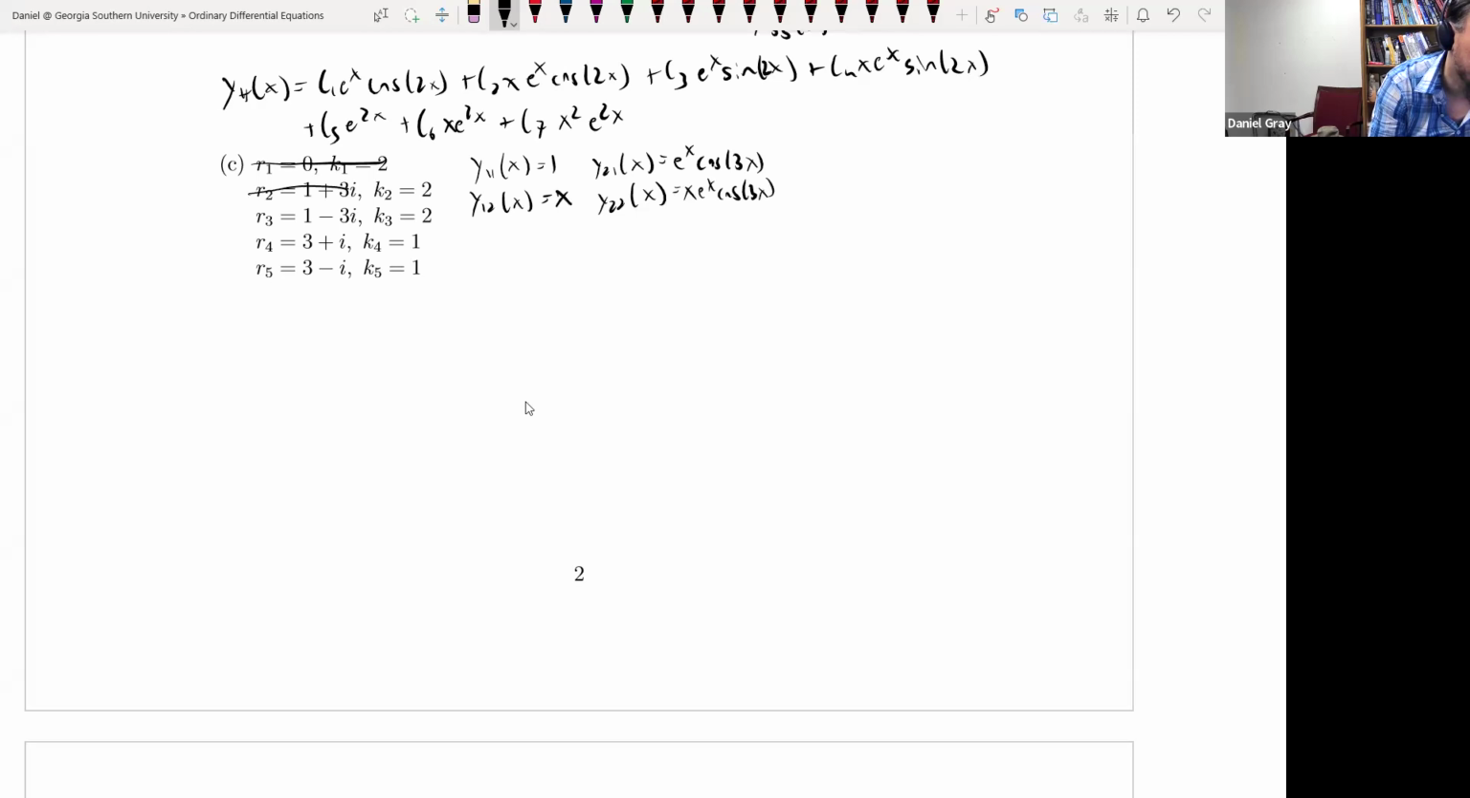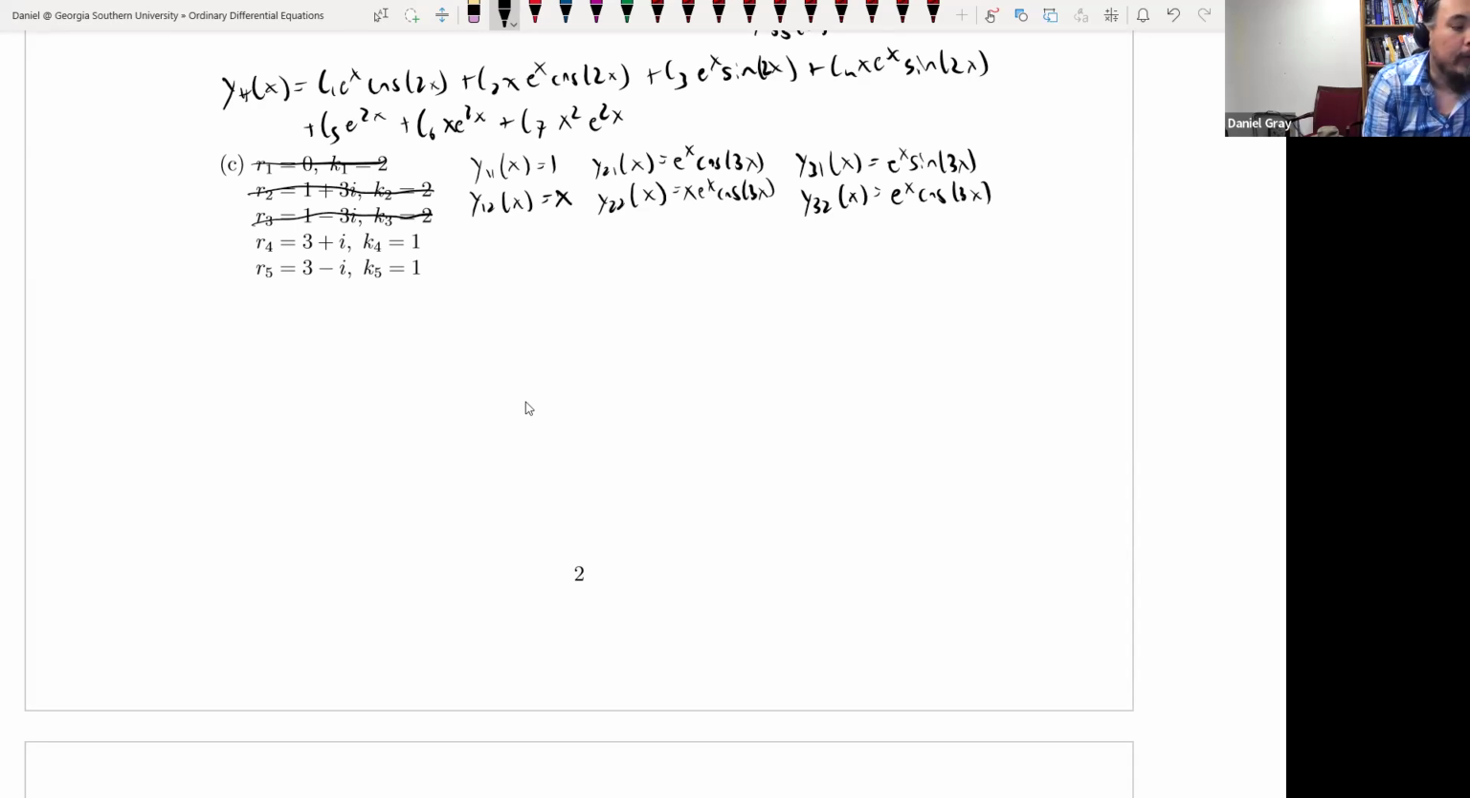Okay, so that'll be my cosine terms. Now I'll just do my sine terms here. y31 of x is going to be e to the x sine of 3x. And y32 of x is going to be e to the x cosine of 3x. Okay, so that takes care of my sine terms there.